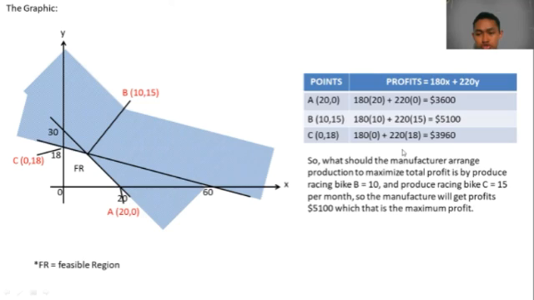So from all the calculations we have done, to maximize total profit the manufacturer should arrange production by producing racing bike type B, 10, and racing bike type C, 15, per month. So the manufacturer will get a profit of $5,100, which is the maximum profit.